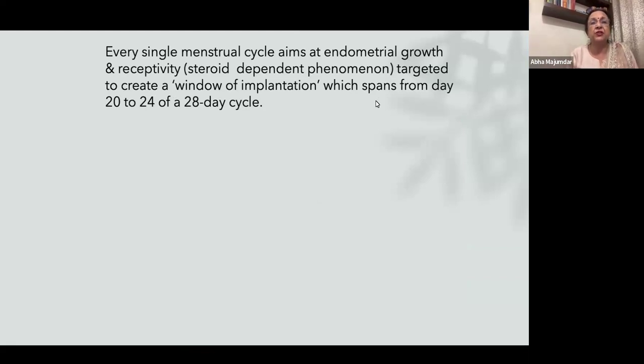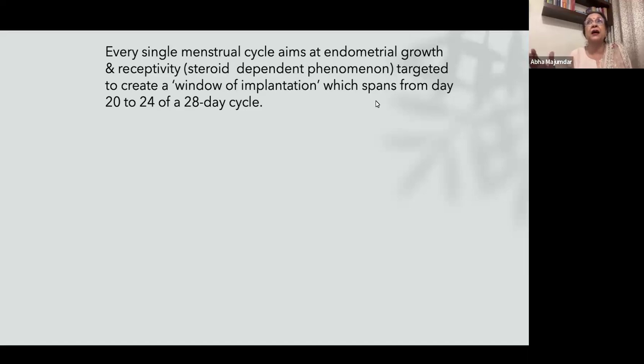Every single menstrual cycle aims at endometrial growth and receptivity, targeted to create a window of implantation. This is the way the human gene would continue, generations after generations, that we have to have our progeny. And for that, humans have a very restricted window of implantation. You'll be surprised to know that other species have the implantation window open for months together, and they can implant as many embryos.